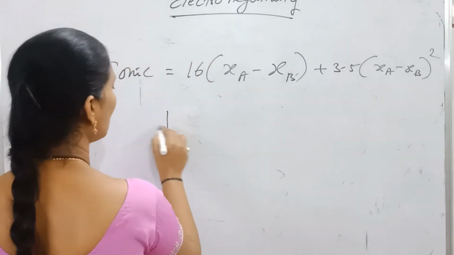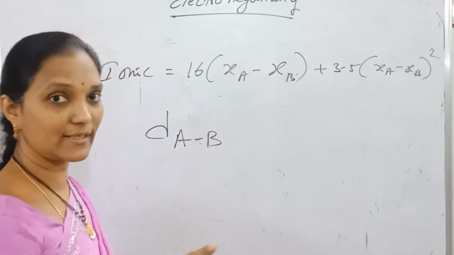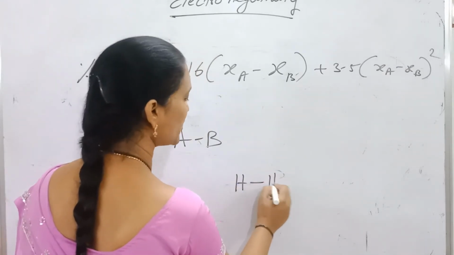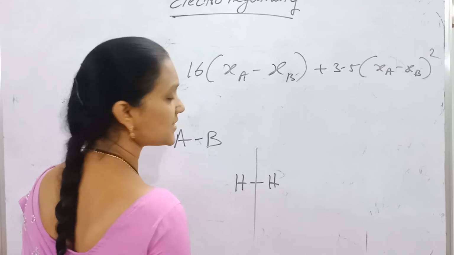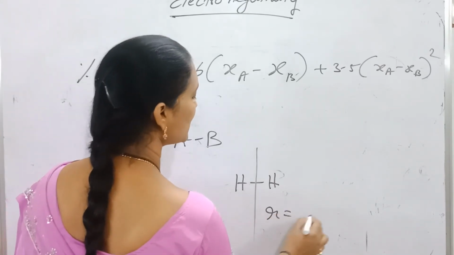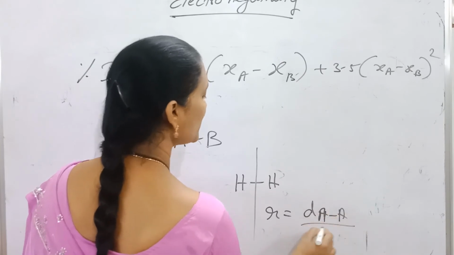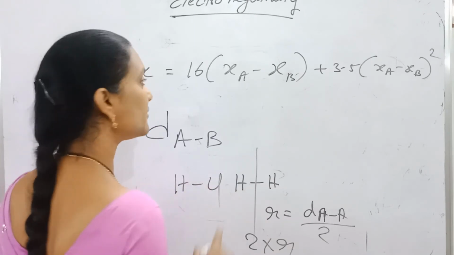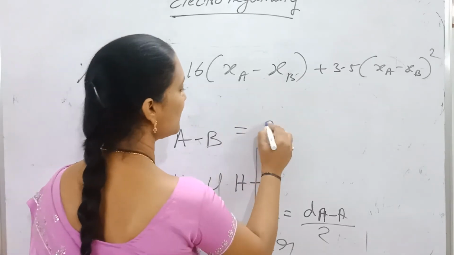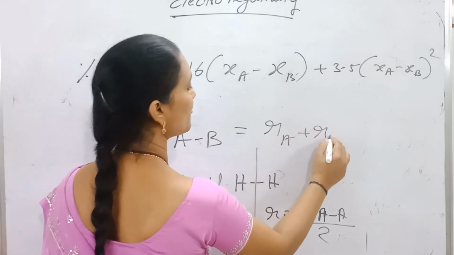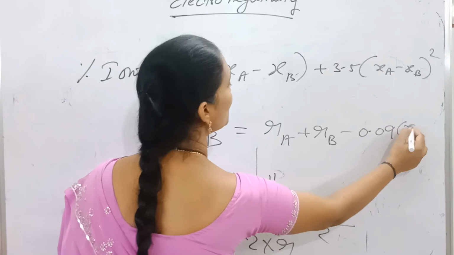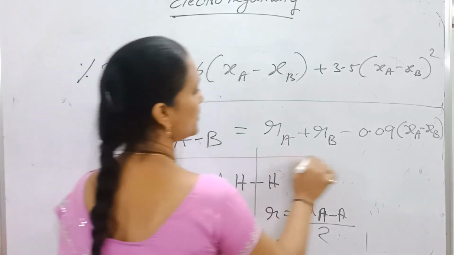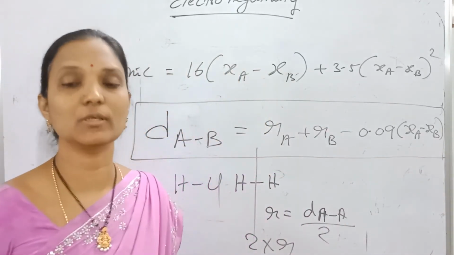Okay, and we can also calculate distance, nothing but bond length. Using electronegativity, we can find the bond length also. If it is a pure element, for example H-H, half of the distance is equal to the radius. So the radius is equal to the distance of A-A divided by 2, so distance is equal to 2 into radius. But if these are different elements, then how to find the distance? Then the formula is radius of A plus radius of B minus 0.09 into (Xa minus Xb). This is the formula used to calculate the distance between the two bonded atoms in a molecule, or the bond length.